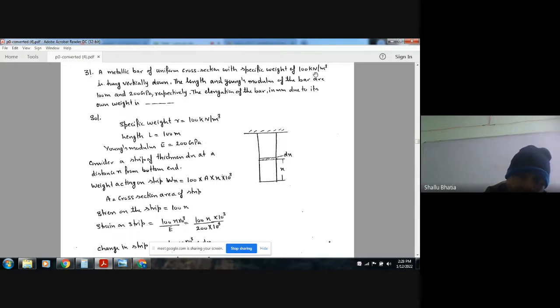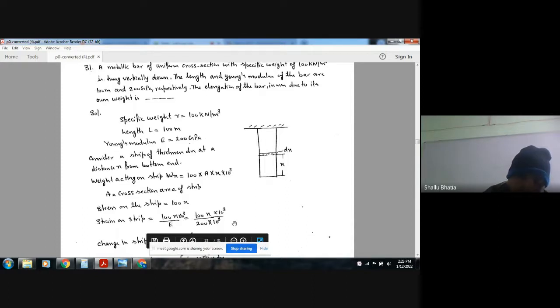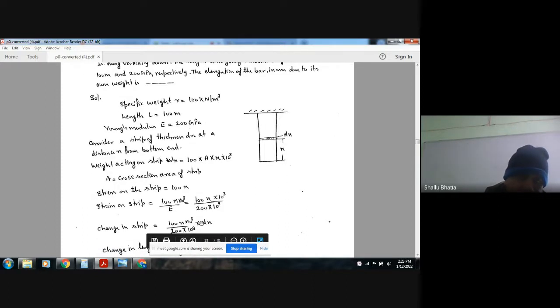A is the cross section area, and A x is the volume below this tip. If we divide it by A, then we'll get stress. If we divide it by E, then we'll get strain. So the strain in the strip is 100x divided by E. Putting the value of E, this will be 100x into 10 power 3 divided by 200 and so on.